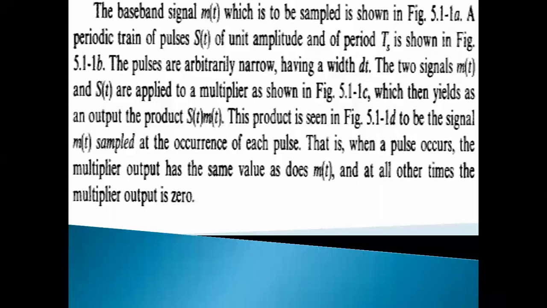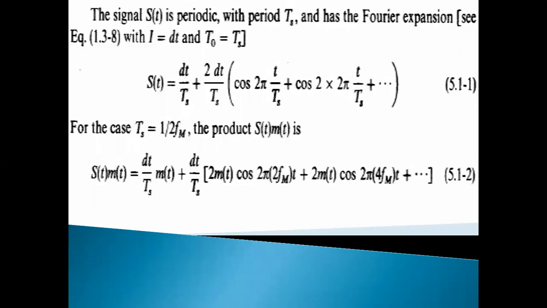Wherever the S of t signal is present, the M of t signal is imposed on the S of t. When the S of t signal is absent, the magnitude should be 0. Magnitude should be 0. So this is the mathematical constraint.